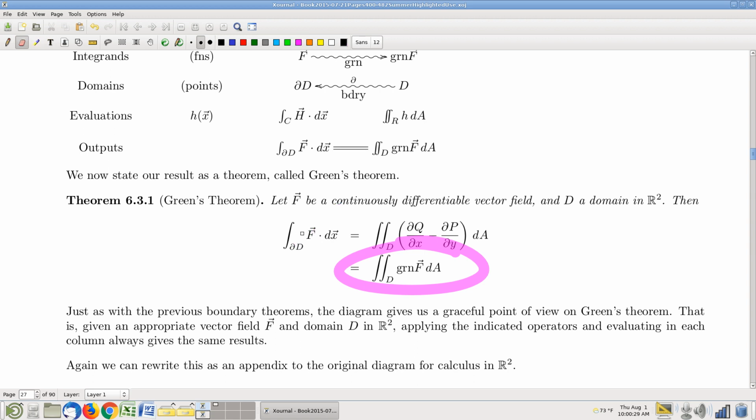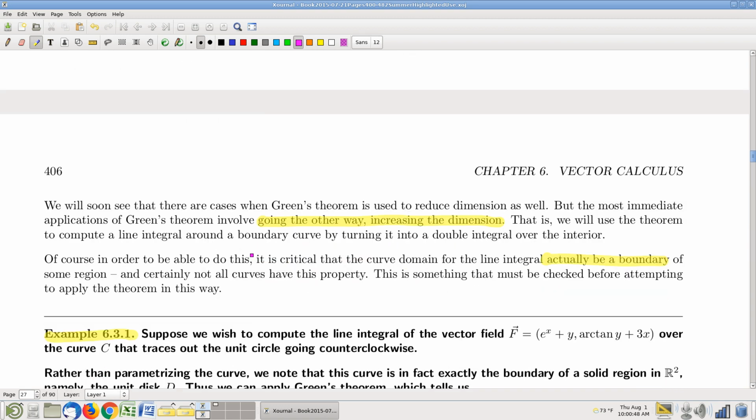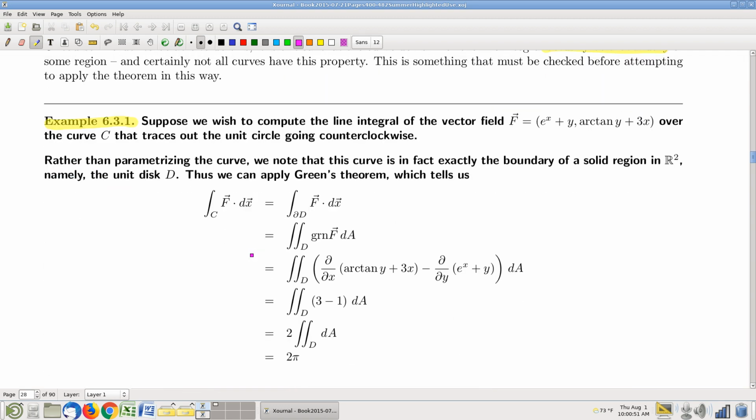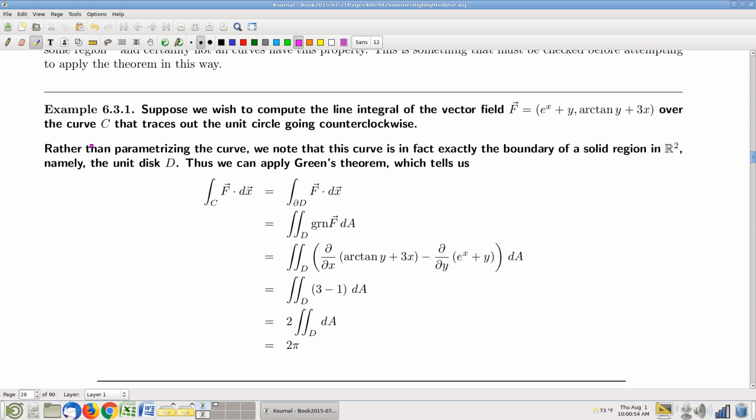Okay. All right. Most of the time, we use it this way. So we're going to, most of the time, be looking at line integrals that are hard and finding that this corresponding double integral is really nice. Okay. So, example. Let's compute a line integral. The vector field is given right there. There's a formula for it. The curve is this curve right here. It's the unit circle going counterclockwise.